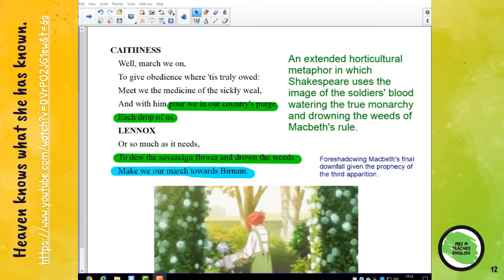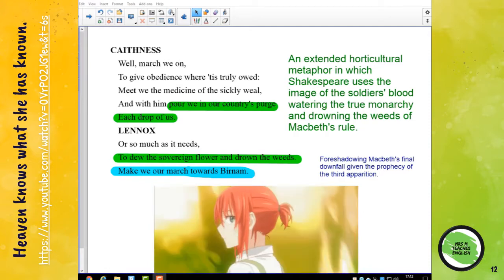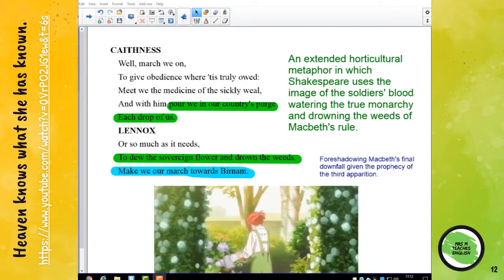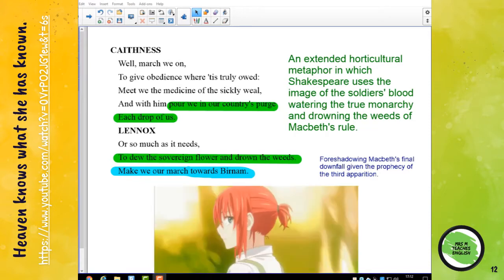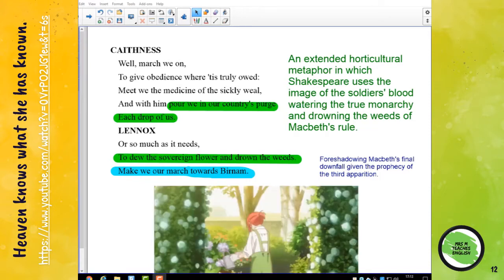And finally, Lennox concludes with, "Make we our march towards Birnam," the scene ending on an ominous note, foreshadowing Macbeth's final downfall given the prophecy of the third apparition. It's almost as if Shakespeare ends the scene with a duh-duh-duh.